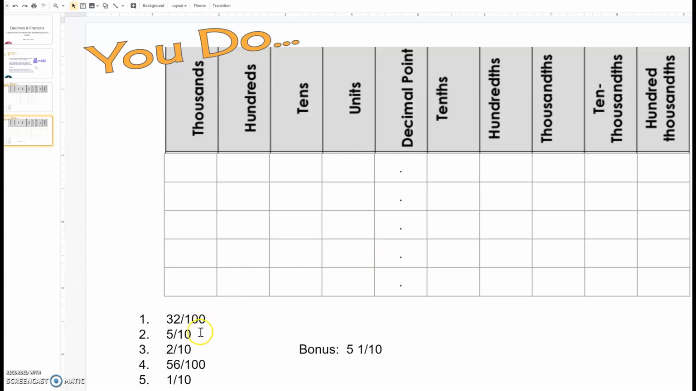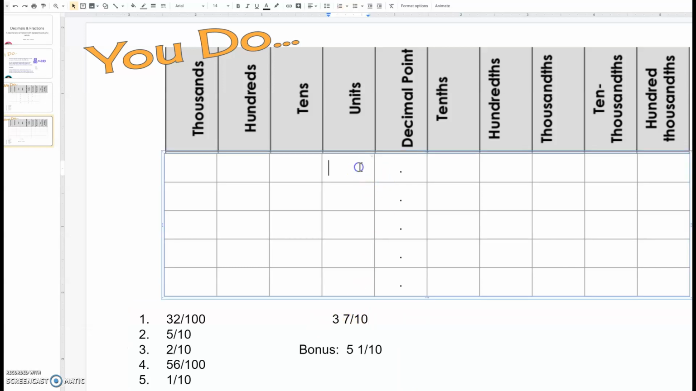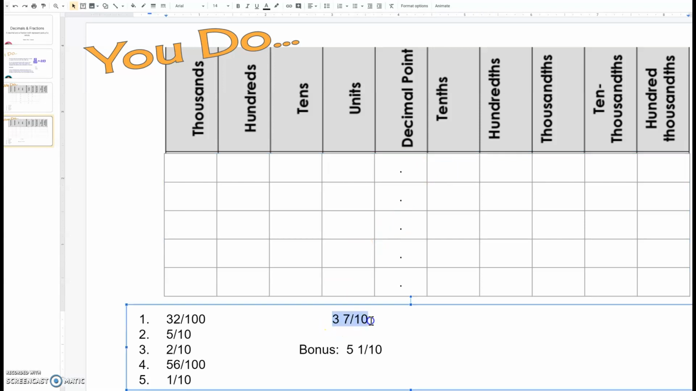It's still tenths and hundredths. I did not throw any thousandths in. And then there's a bonus here. This is read as 5 and 1/10. So let's say, for example, I have 3 and 7/10. I would read that as 3 and 7/10. This is a whole number, so this would be my ones. I'm just going to fill this in, then I'll delete it. I would put this in the ones column as 3, and then 7/10. So it would be 3.7. Okay, so try that one. That's a bonus, that 5 and 1/10.